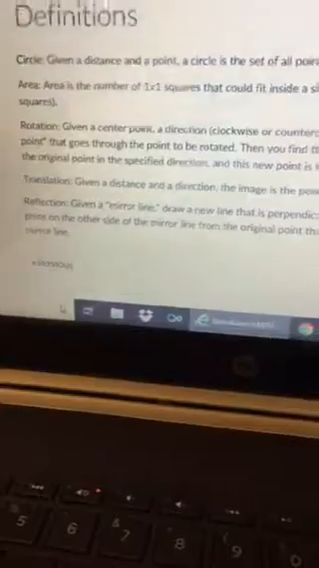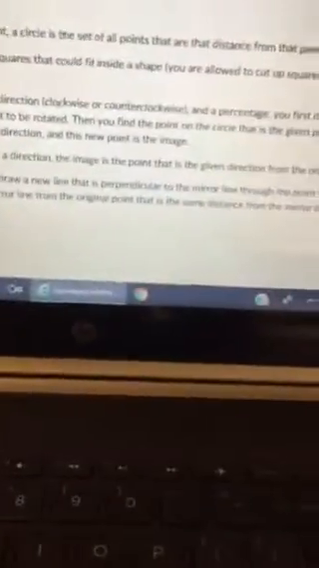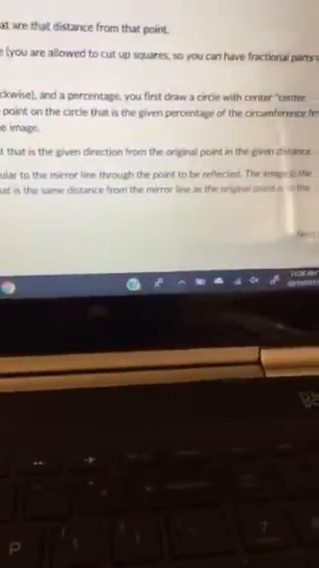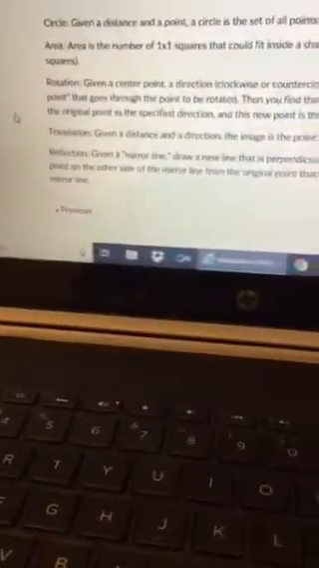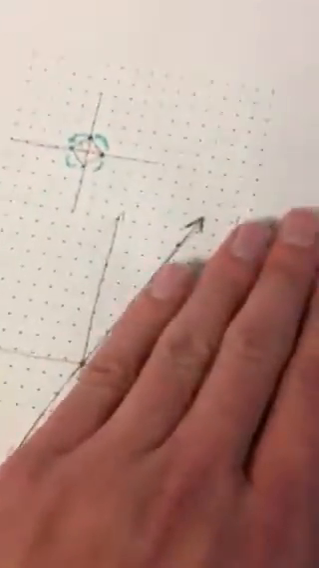The image is the point on the other side of the mirror line from the original point and is the same distance from the mirror line as the original point is to the mirror line. So basically what it's saying is if you have something on this side, it's got to be the same distance away on this side, and it's got to all equal up. So first thing we're going to do is start with our initial points of 0, 0 and 0, 5. So go over to the graph.